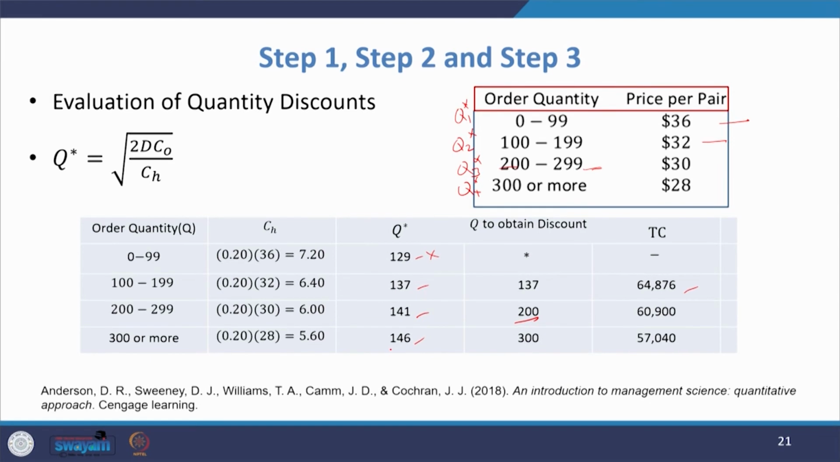Q4 is 146. The 146 is not in this interval because we can avail this $28 price only if we buy more than 300. So, instead of an order quantity of 146, we should consider 300 units. For these 300 units, you have to find out the annual holding cost plus ordering cost plus annual purchasing cost. So, that amounts to 57,040. Now, look at this Q2, Q3 and Q4, which is the lowest one? The lowest one is this 57,040.